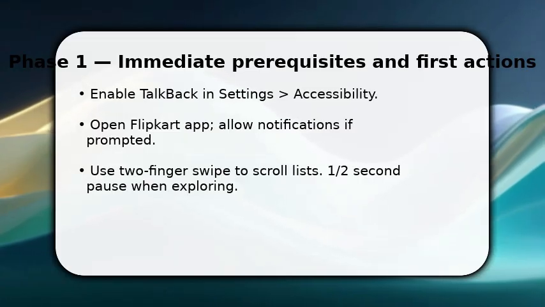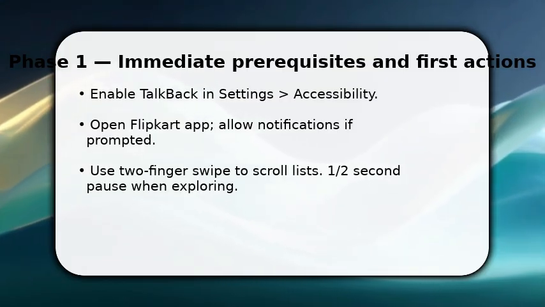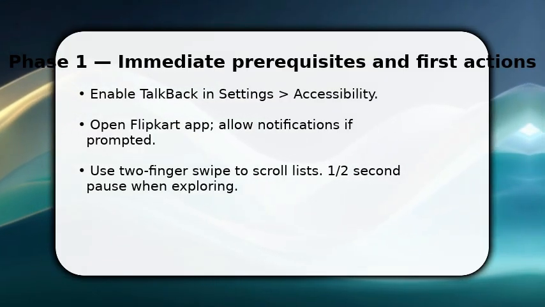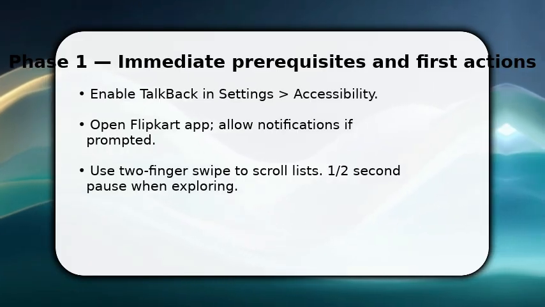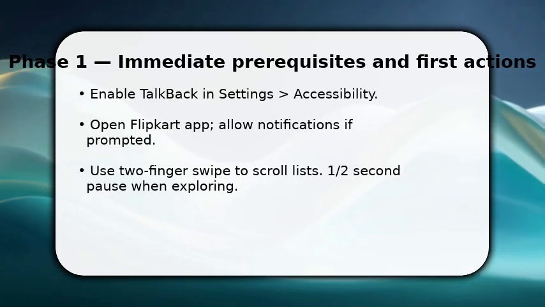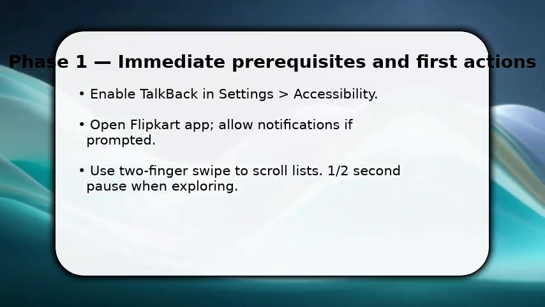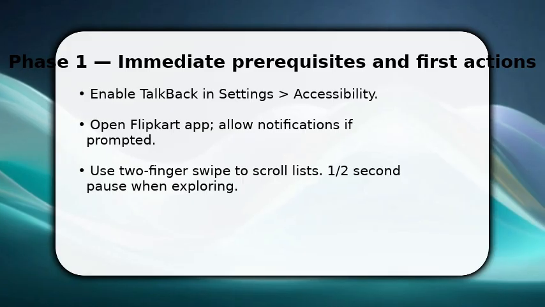You start by enabling Talkback in settings because screen feedback is essential. Open Flipkart and sign in, use simple gestures, tap once to select, double tap to activate. Once done, explore the bottom navigation bar. Talkback will announce each tab. Make sure to allow notifications so prompts read aloud.